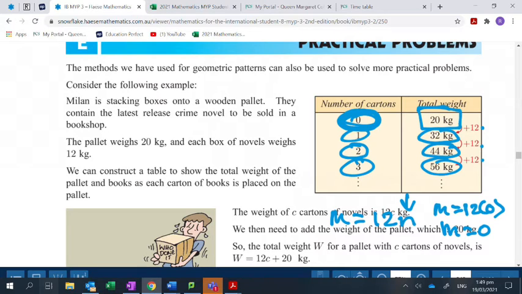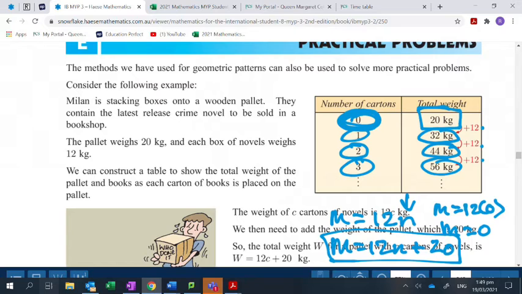20, right? This is the same thing we did yesterday. So that tells us that it can't be just 12N. It has to be M equals 12N plus 20. Plus the 20, exactly. And that gives you your pattern or your formula. Okay? So exactly the same thing that we did last time.